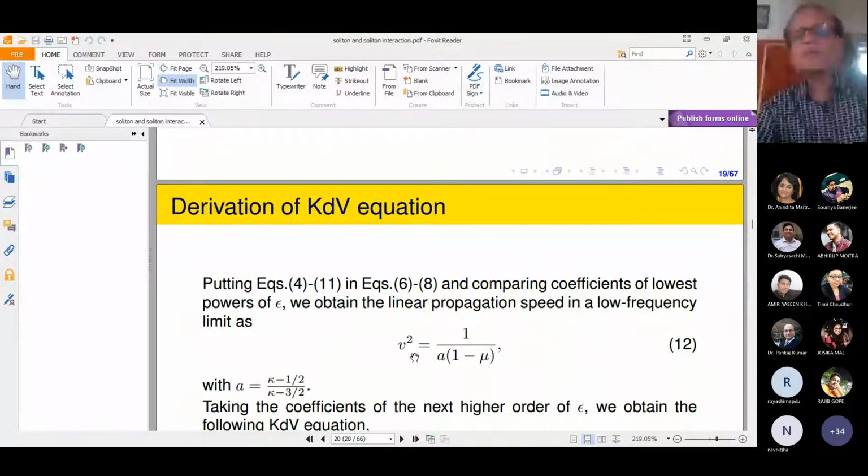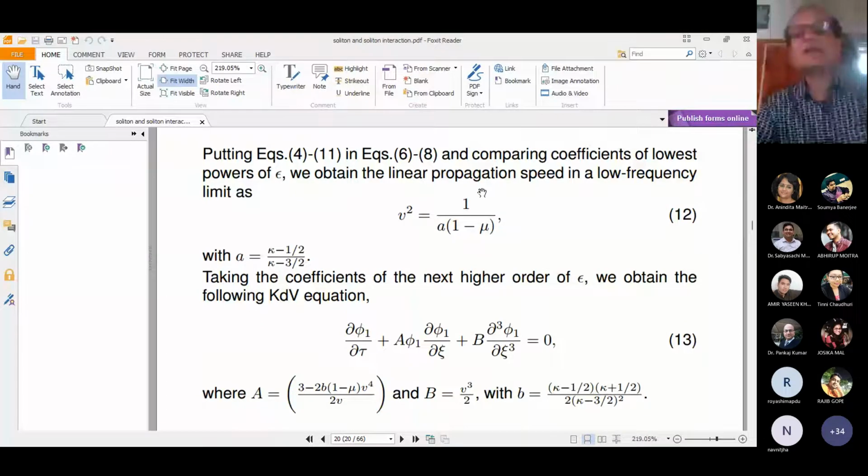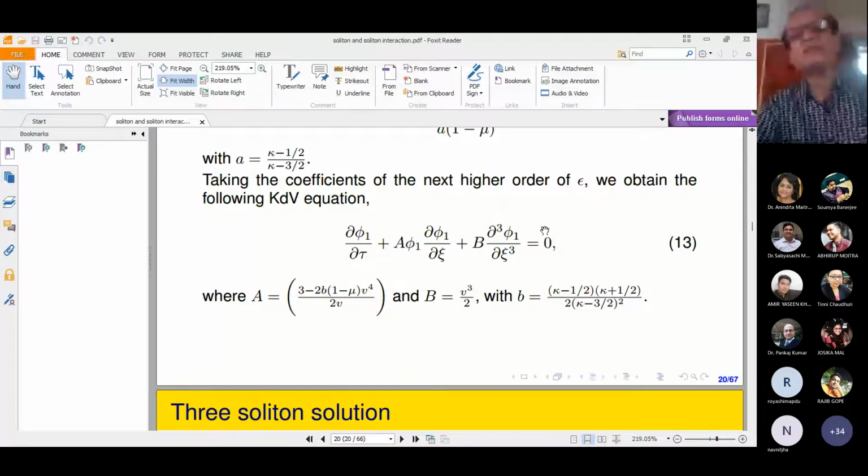That is v square equal to 1 by a into 1 minus mu, where a equal to kappa minus half by kappa minus 3 by 2. This result gives us the velocity or Mach number of the wave. And the next order of epsilon gives us the famous KdV equation. It tells us that in these circumstances, the perturbed quantities can create a KdV equation through which we can find a soliton which moves with a particular velocity without changing its shape.